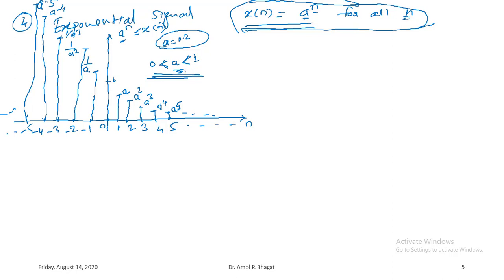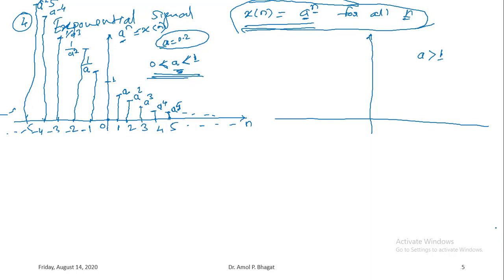Okay, so now I am considering the second condition, where I am taking the value of a greater than 1. That means it can be 1.2, it can be 1.5, it can be 4, it can be 6, it can be 100, it can be 1000, or it can be anything which is greater than 1.